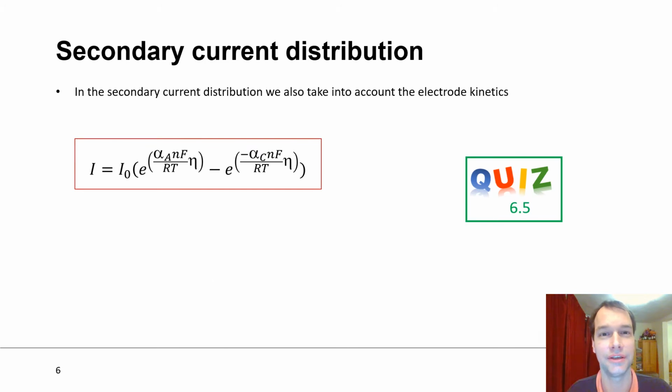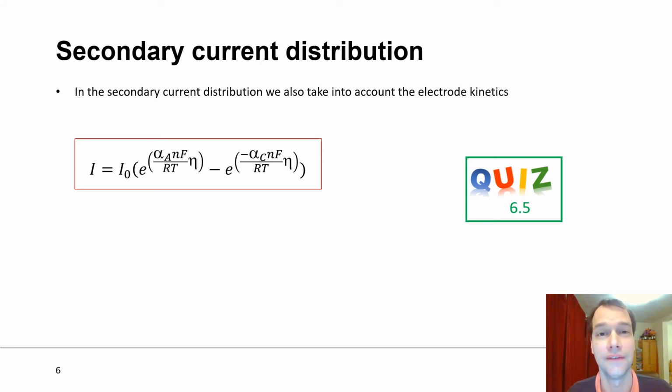In the secondary current distribution, we not only take into account the ohmic resistance, but also the overpotentials. This basically means that we include the Butler-Volmer equation into our mathematical description. As you can imagine, this adds further complexity to this mathematical description. And again, you need computer software such as COMSOL.